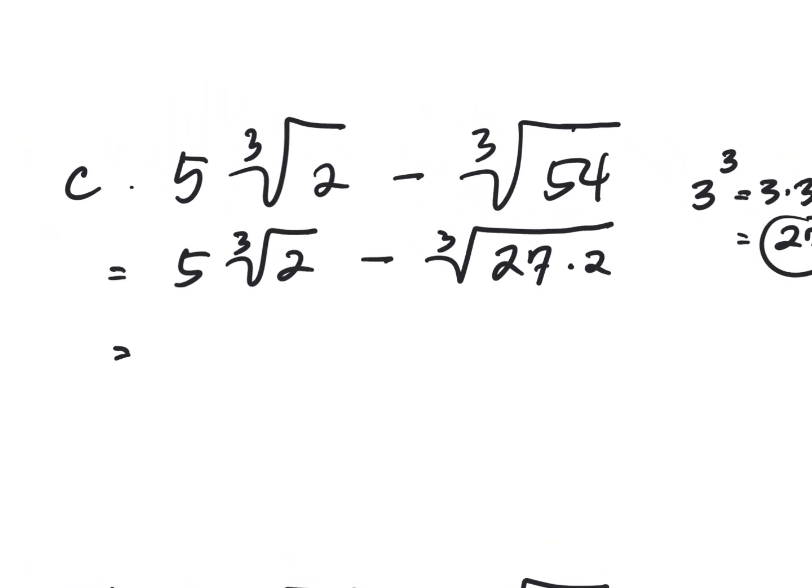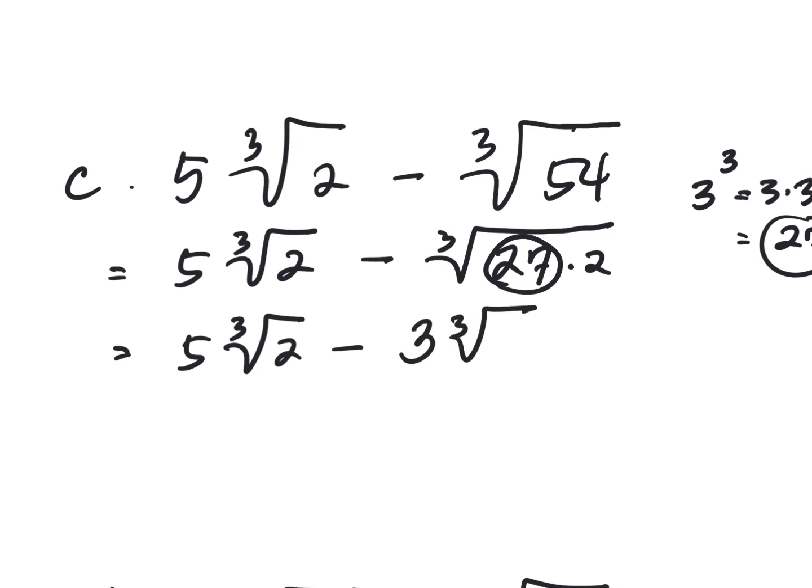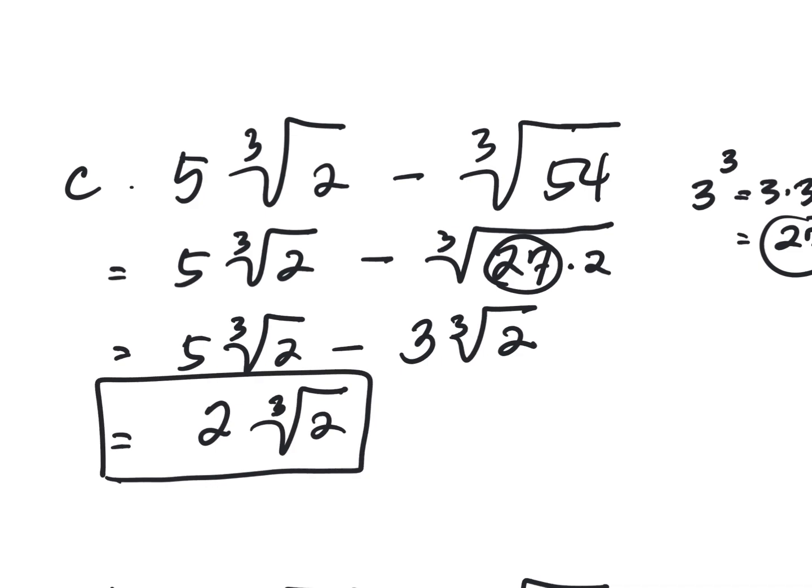Now that's going to give you 27. So let's continue with this one. So now here we go. 5 times the cube root of 2. Now the cube root of 27 is 3, so that's going to be 3 the cube root of 2. Therefore, finalizing it, 5 minus 3 is going to give you 2, and then here is the cube root of 2. That's the final answer.